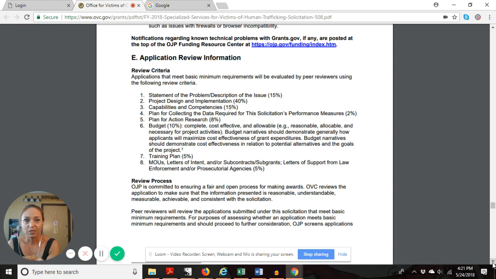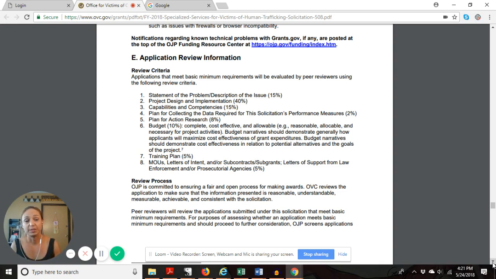But oftentimes it's down here in the review information and it's a little bit different. Follow this one specifically. Use that other information, but make sure the review criteria is what you're really writing. You're writing against this one right here, because right here you can see the first one, statement of the problem/description of the issue, 15%. So 15% out of the 100% that the reviewers are going to score, this one part of your grant is going to account for 15%.